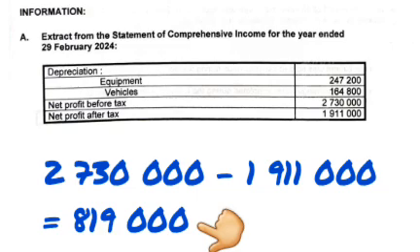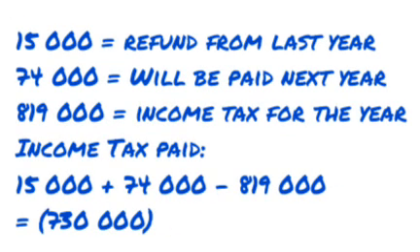819,000. So those three amounts, the 15 that they owed me as a refund, the 74 that I owe this year, plus the 18 from this year, are going to be the three amounts that I use. So that's why I wrote them in detail so that you can see them properly. There's 15,000 from last year, which is a refund from last year. There's a 74,000 that I owe this year, but I can only pay it next year because of how transactions work. And the 819,000, which is income tax for this year.